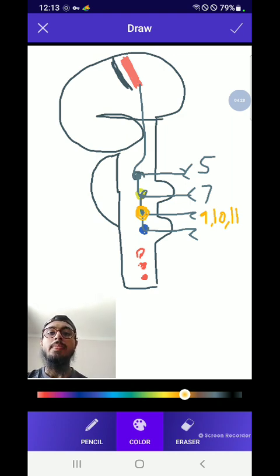Cranial nerve 9, what is cranial nerve 9? Glossopharyngeal nerve, 10th is the vagus nerve, 11th is the accessory cranial nerve. The 11th nerve has two branches, its spinal branch and cranial branch. So 11th is the accessory nerve. And the last one is the 12th cranial nerve, which is the hypoglossal nerve.